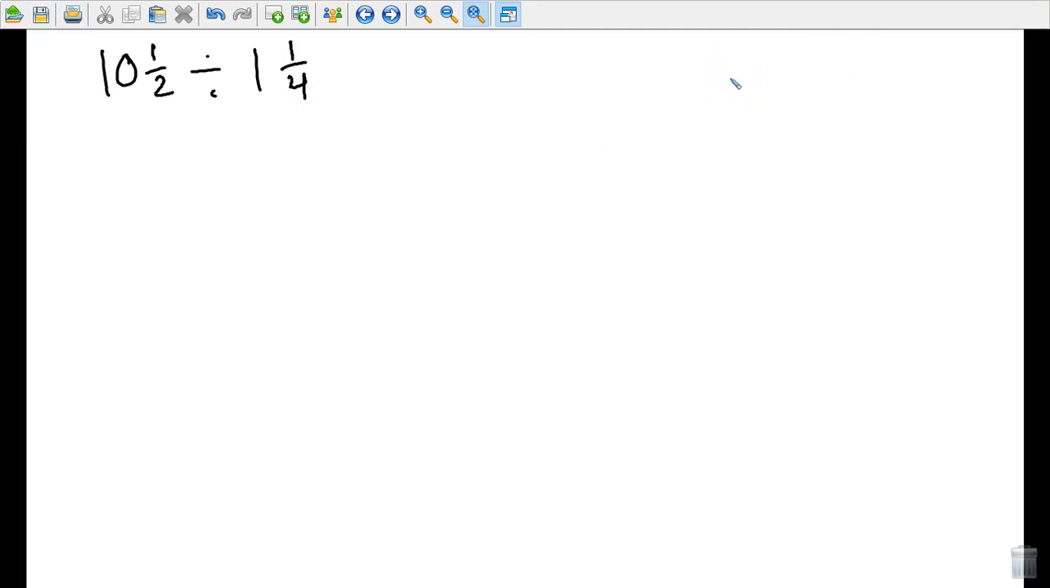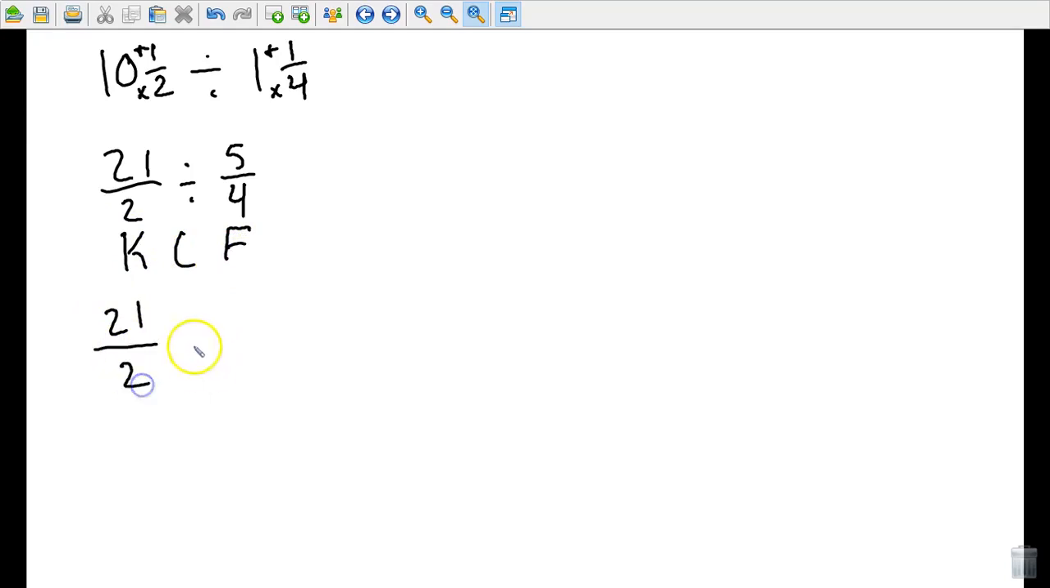So what was number one? Oh yeah, improper fractions. So 2 times 10 is 20, plus 1 is 21/2. Okay? Divided by 4 times 1 is 4, plus 1 is 5. Okay? So now, second step, KCF. So I get 21/2, change the division to multiplication, and then flip the 5/4 to make it 4/5.